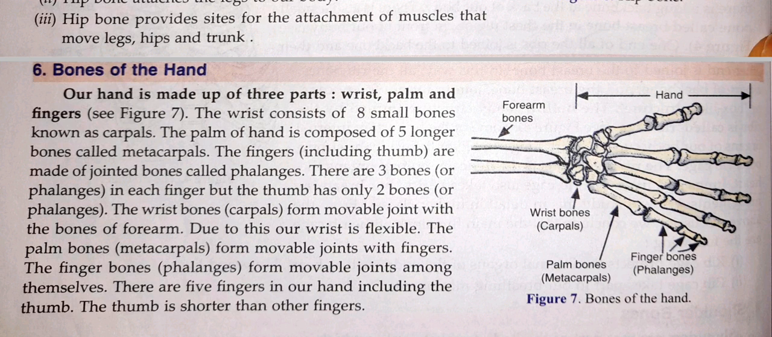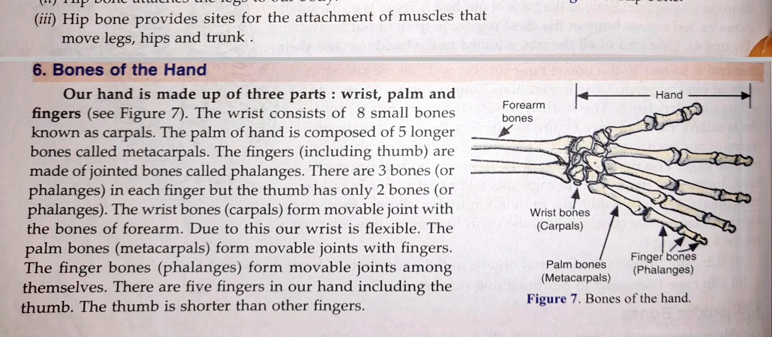The wrist consists of 8 small bones known as the carpus. See with the arrow where the carpus are given, and there you can see 8 small bones, the wrist bones, known as the carpus. The palm of the hand is composed of 5 longer bones called the metacarpus. See where the metacarpus are given. palm की जो bones होते हैं उसको metacarpus कहते हैं. The fingers including the thumb are made of jointed bones called the phalanges. There are 3 bones in each finger, but the thumb has only 2 bones.